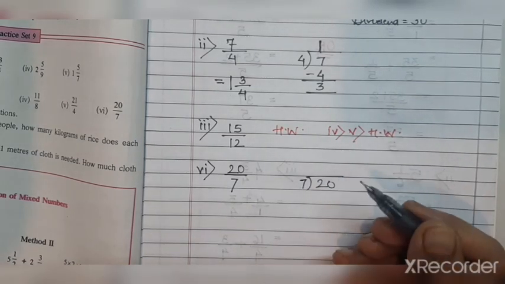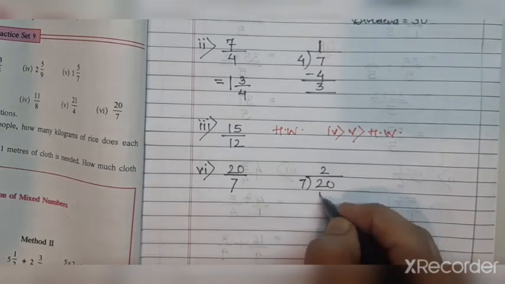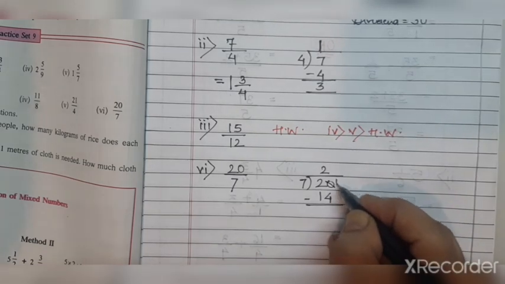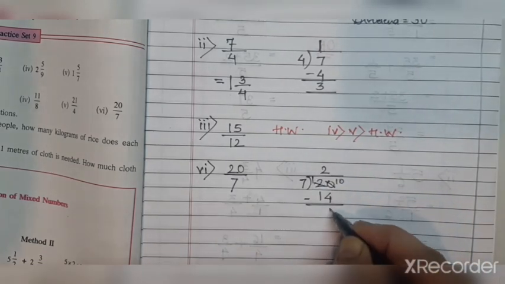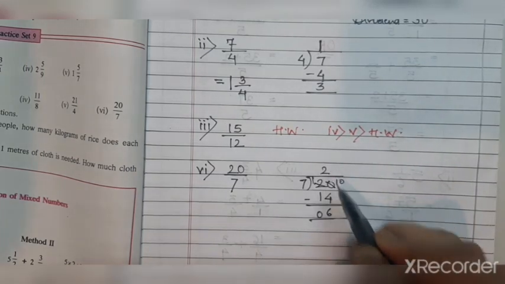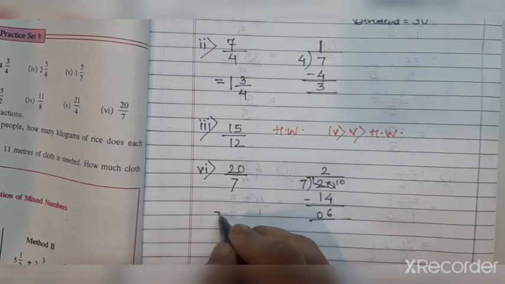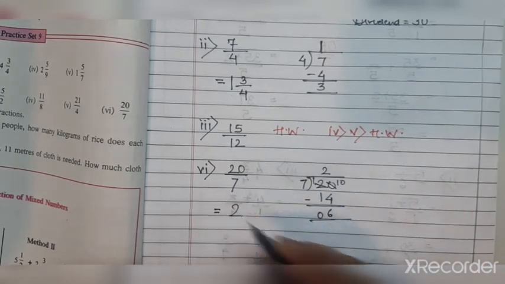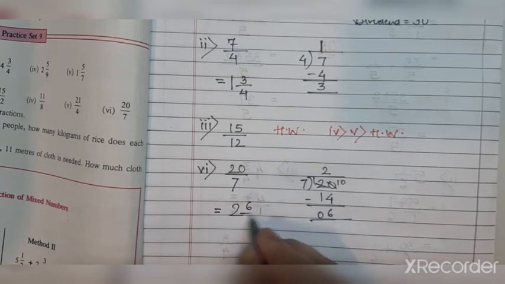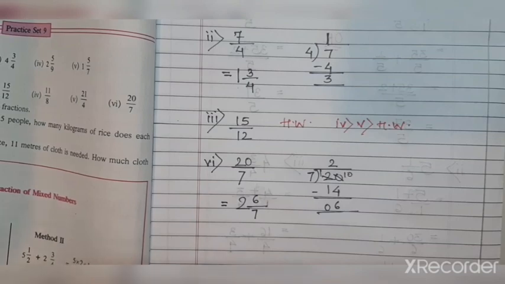7 ones are 7, 7 twos are 14. We cannot take 3s because it is 21. So 7 twos are 14. You just have to do simple subtraction here. Quotient is 2, remainder is 6, divisor is 7. So how do we write? We write the quotient, we write the remainder upon divisor. I hope this is clear.